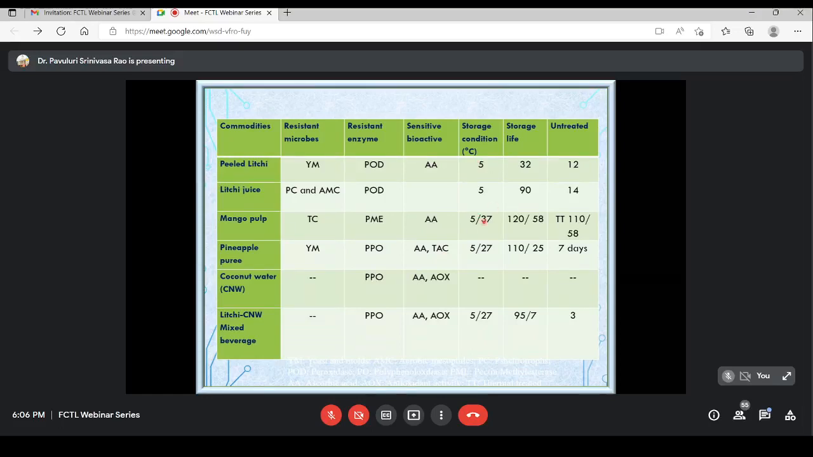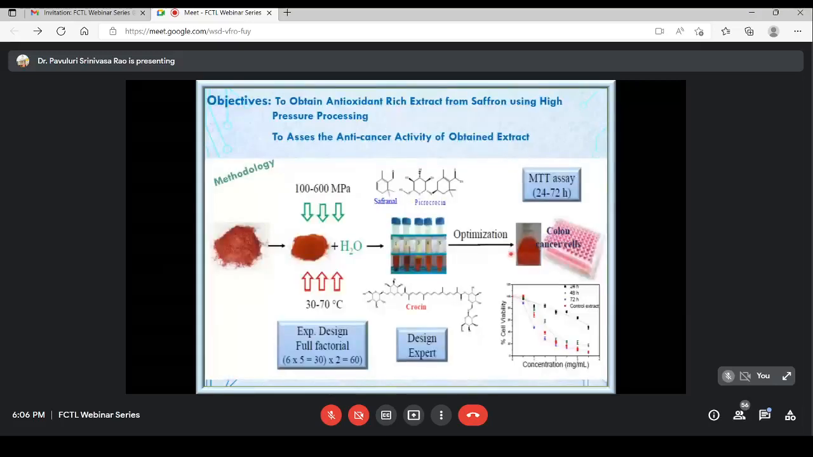As for storage, in most of the cases we follow the chilled condition as recommended in the literature, because we get a pasteurization effect unless we are going for a temperature adaptation. So we went for chilled temperature storage, and for comparison we took 37 degrees centigrade, or maybe near ambient conditions.